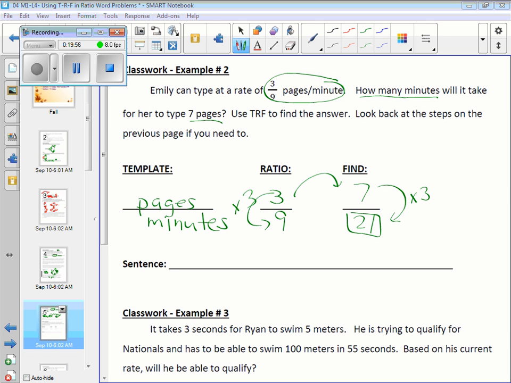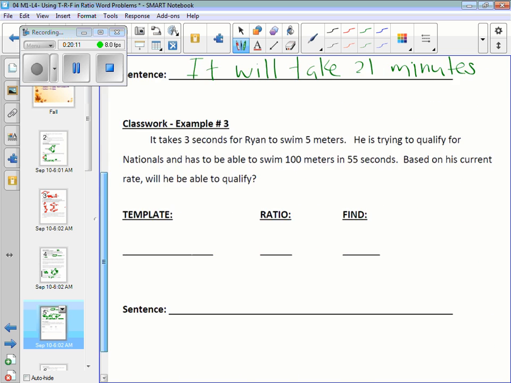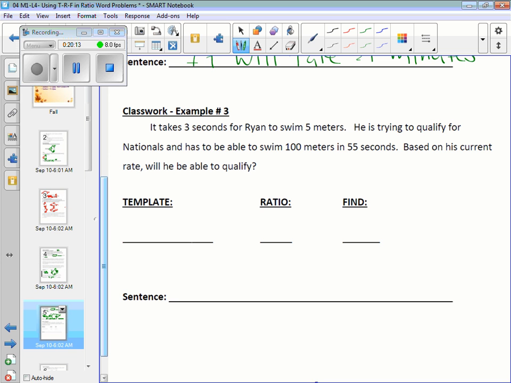Finally, we just got to put it in a complete sentence. You're just answering the question. How many minutes will it take? It will take 21 minutes. Try example 3 all on your own. I'm going to walk around.